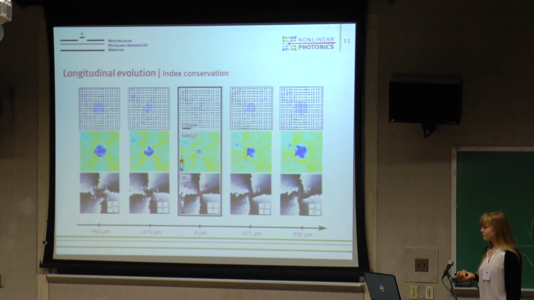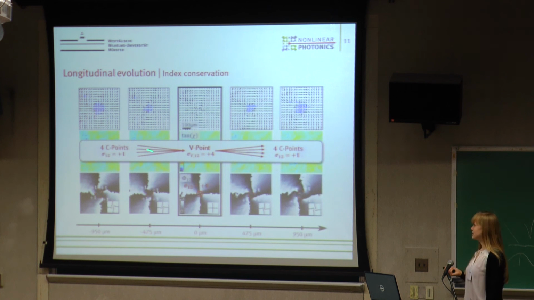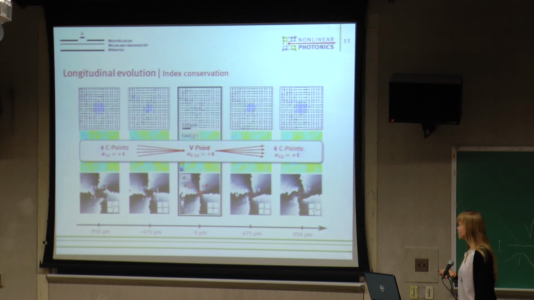Moreover, we can see that the phase distribution around this elliptical area is twisted left-handed before the zero plane and right-handed after the zero plane. Okay, so we have 4 C points now just converted into 1 V point with an index of 4, and then just splitting up again into 4 C points with an index of 1. So the singularity index is conserved.